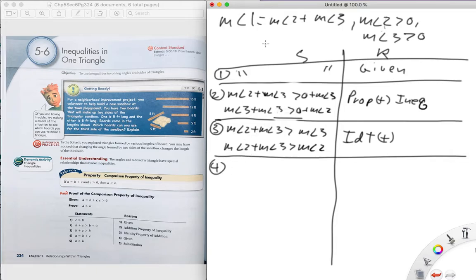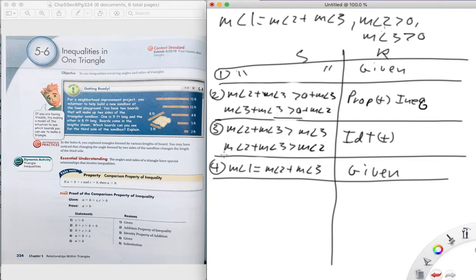Alright, then we have that other given. The measure of angle 1 is equal to the measure of angle 2 plus the measure of angle 3. They give it to us.